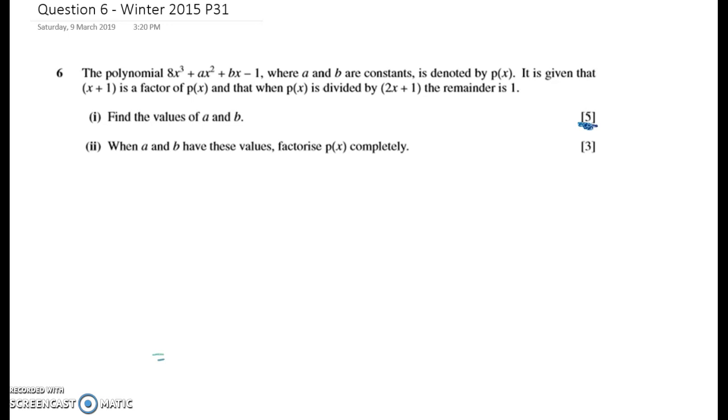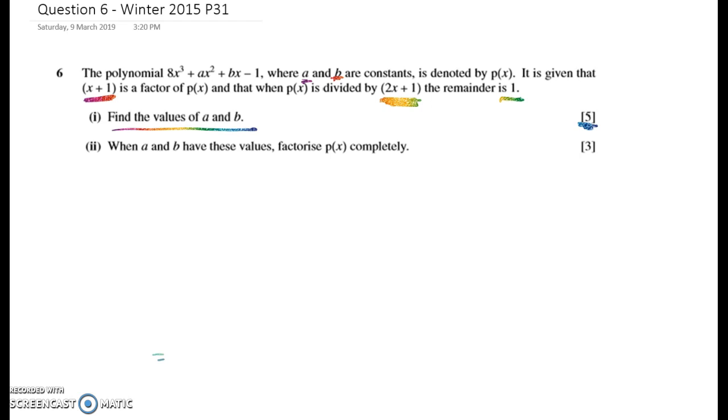Well, we're given a polynomial and we're asked to figure out what a and b are. That's part 1. We're told 2 things. We're told that x plus 1 is a factor, and that when the polynomial is divided by this, we get a remainder of 1. So we're going to use those 2 things to write 2 simple equations in terms of a and b, and then we're going to solve simultaneously.